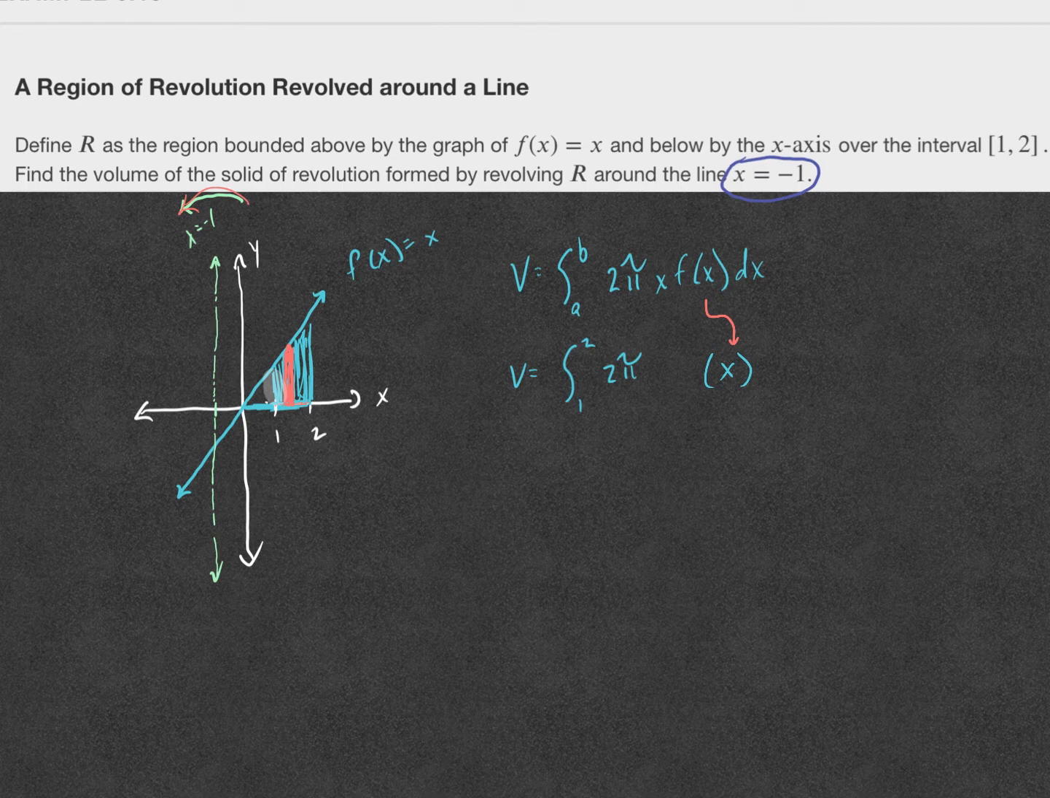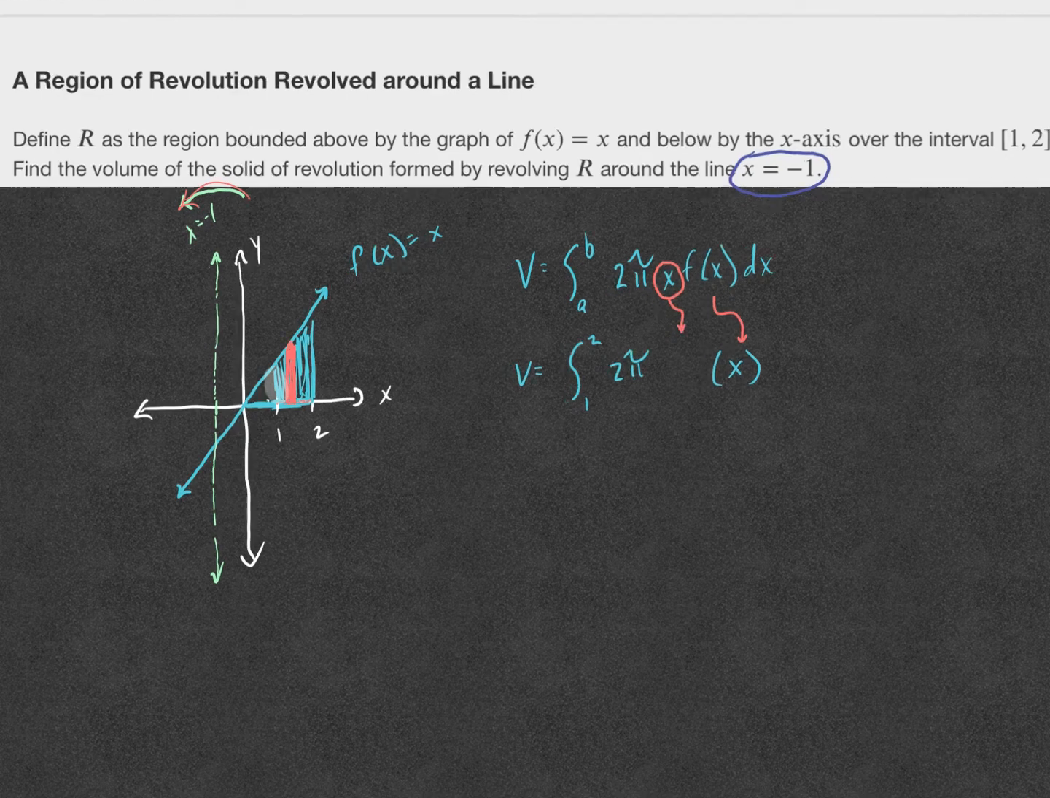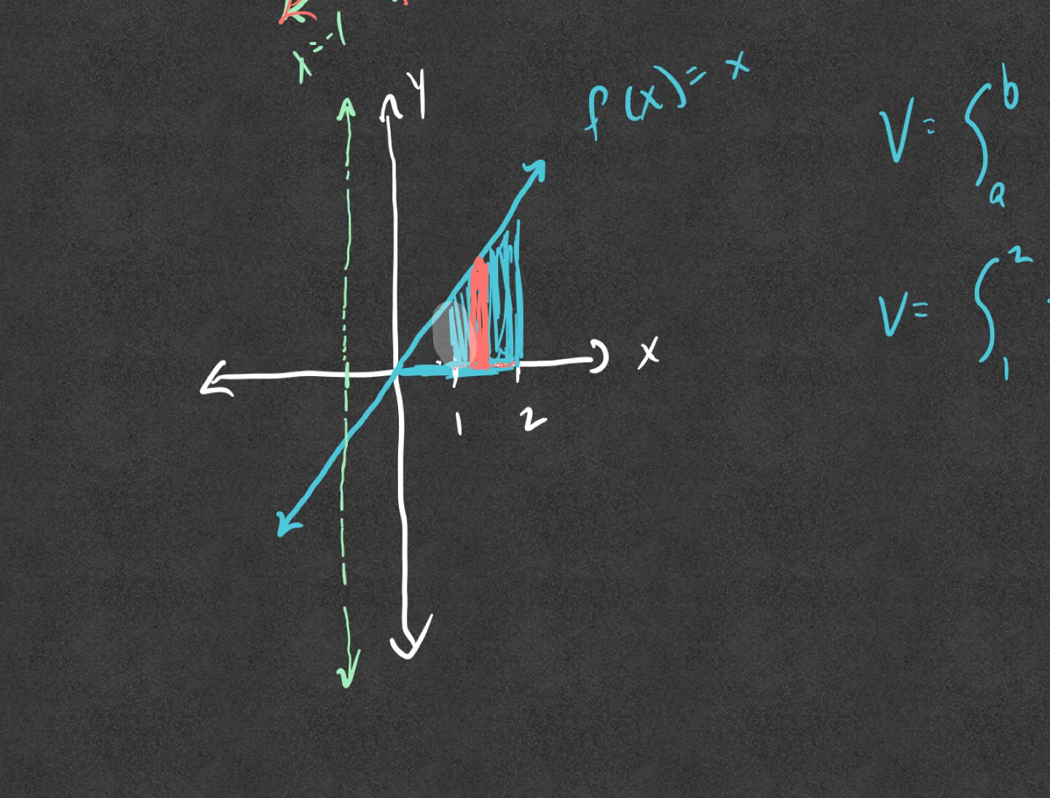It's this x that I'm going to circle in red that I want to talk about. What does that x represent? I'm going to zoom in on my picture. That x represents the distance that my rectangular slice is from the y-axis. That's the radius of that slice.